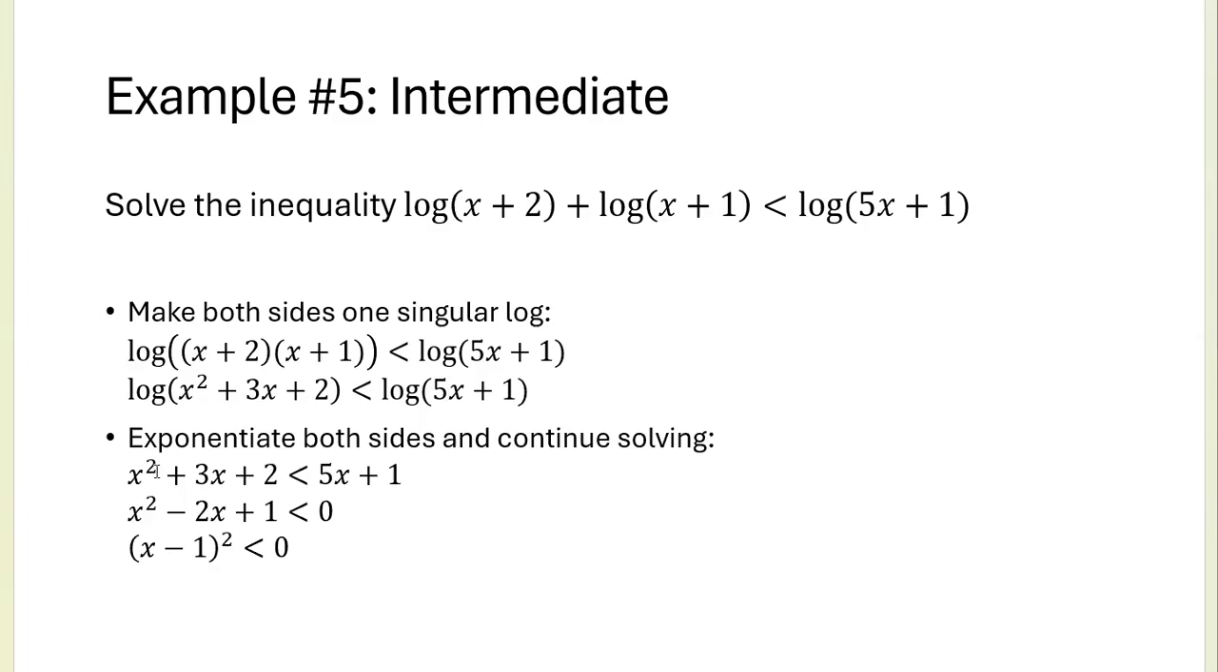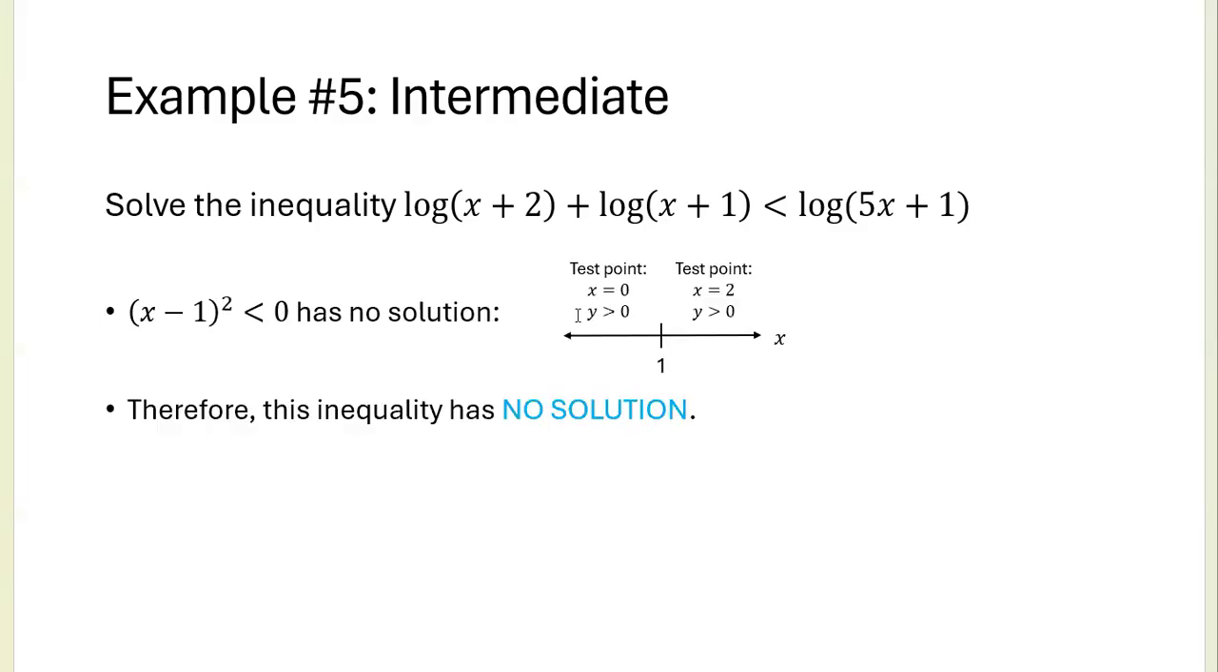Exponentiate both sides. So we get x squared plus 3x plus 2 less than 5x plus 1. And if we move everything to one side, we get x squared minus 2x plus 1 less than 0. And we can factor the left-hand side to x minus 1 squared is less than 0. So now let's solve this inequality. If we remember how the graph looks, this is just y equals x squared shifted to the right by 1. It touches 0, but it never goes negative. So there's no solution. And we can confirm by plugging in test points. Therefore, this inequality has no solution.